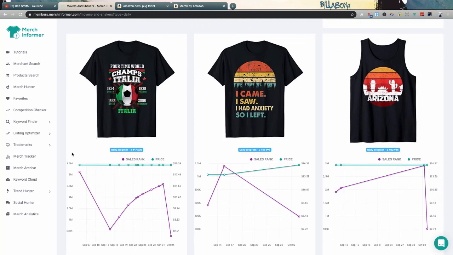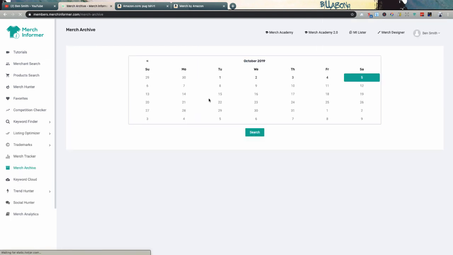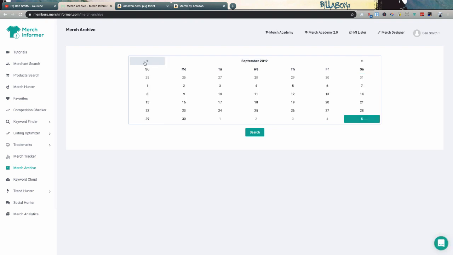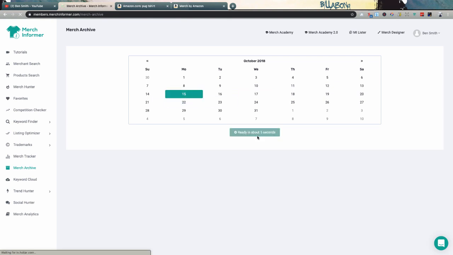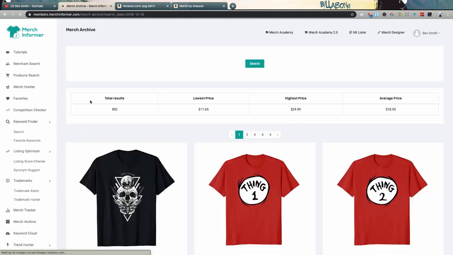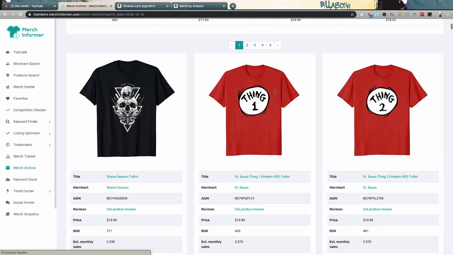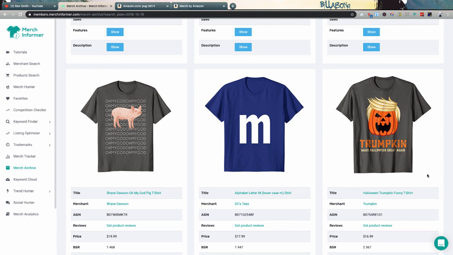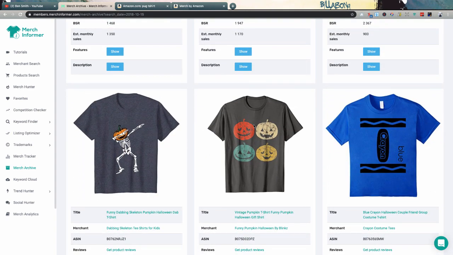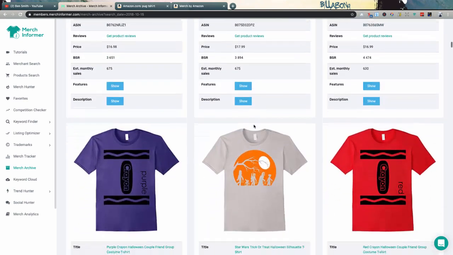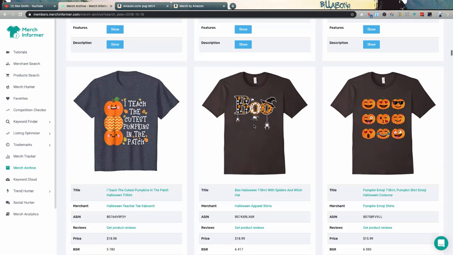And the other thing that I actually like to do is to go to the merch archive over here on the left. This is a really cool module. You can actually plug in dates from prior years. So for example, if I go back to last year, let's go ahead and do October 15th. And let's see what's selling on October 15th. So we can see something like this. This is obviously going to be a costume, right? Here's another one of those kind of hybrids, Trumpkin. And you guys can see this is a really nice way to go back and check out past trends and find out what's working in the past.